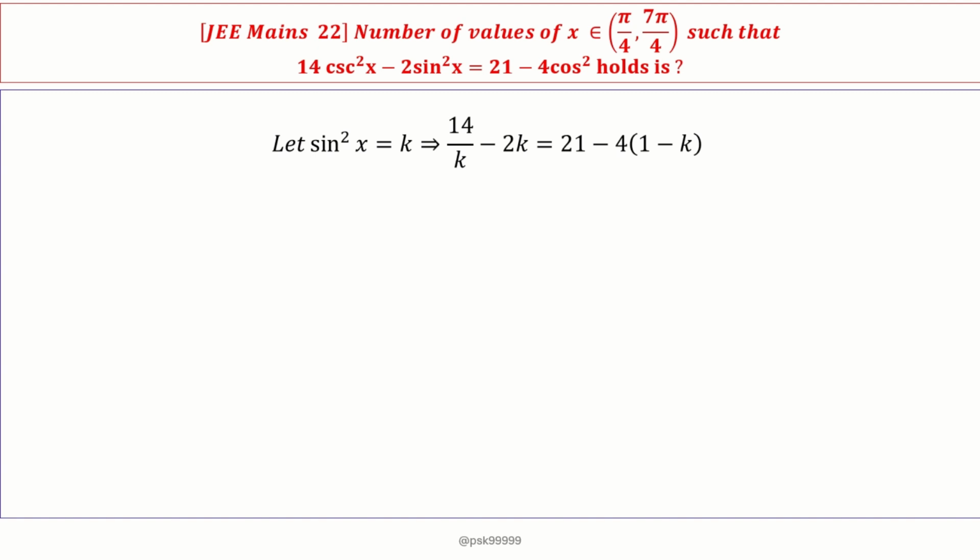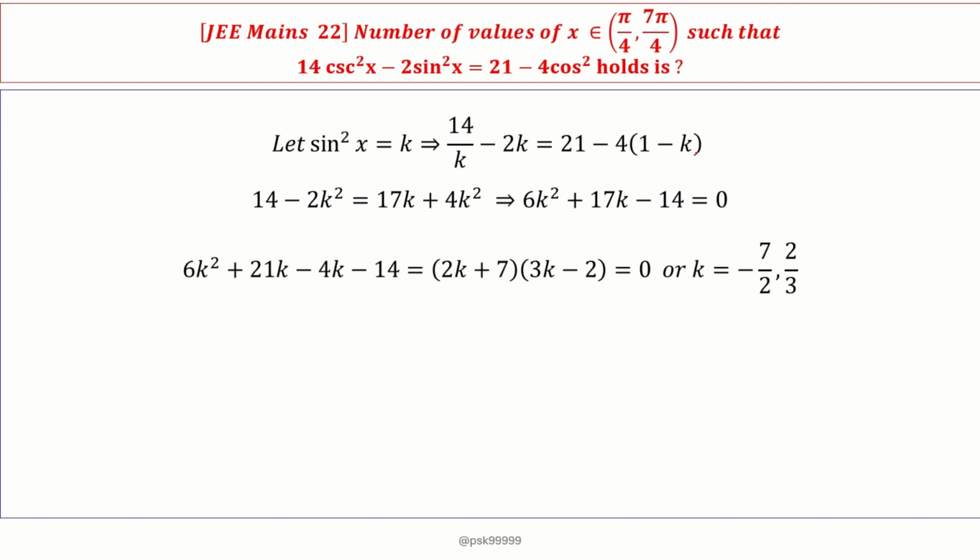So the expression is very simple. 14 by k minus 2k equals 21 minus 4 times (1 minus k), where cos square x I am writing as 1 minus sin square x, that is 1 minus k. If I simplify, I get a quadratic equation.